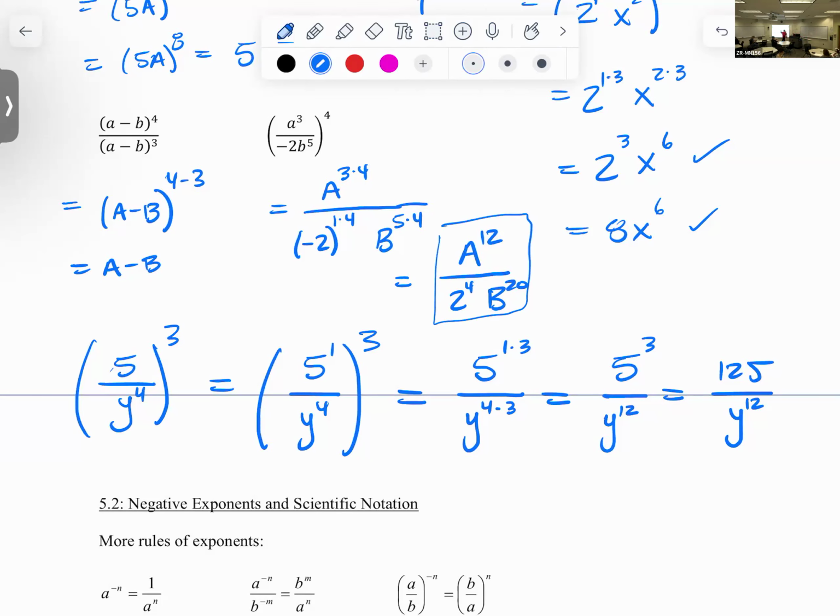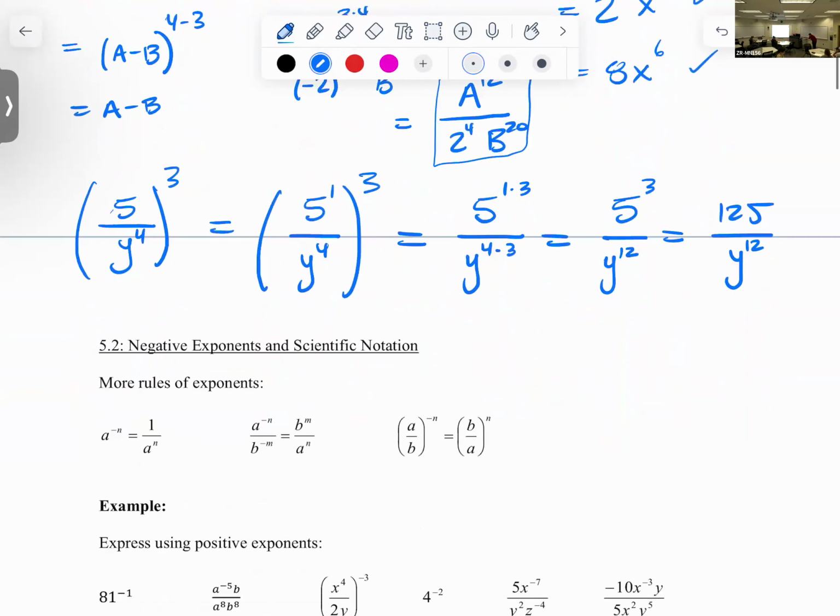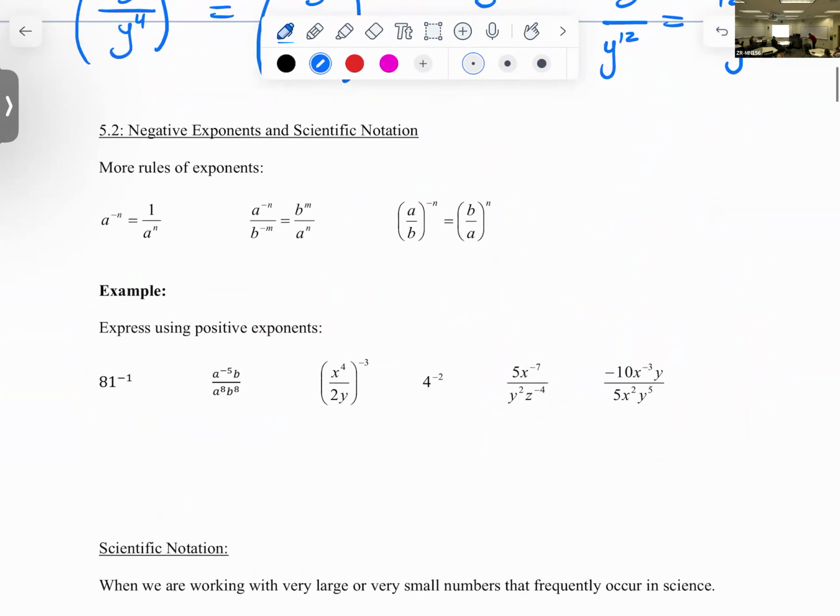Working with the variables actually becomes easier. The biggest trick almost always is dealing with that negative, but again, if it's an even power, it'll go away, it'll become positive. If it's an odd power, it will remain negative. We were making all our exponents positive there, and that usually is our main goal.